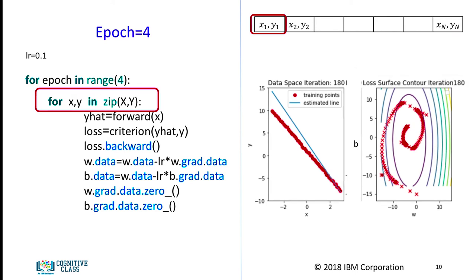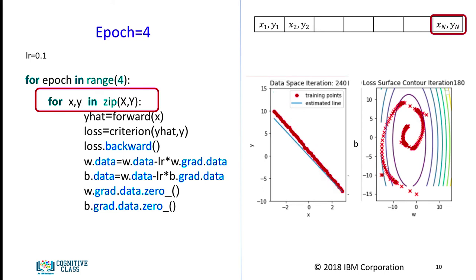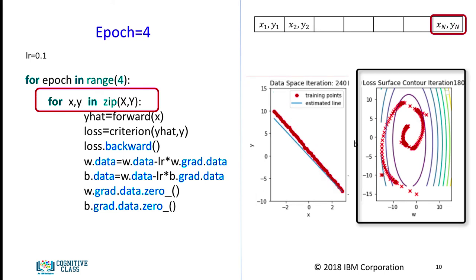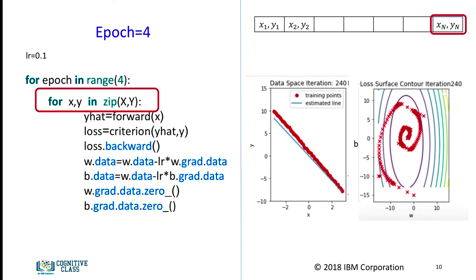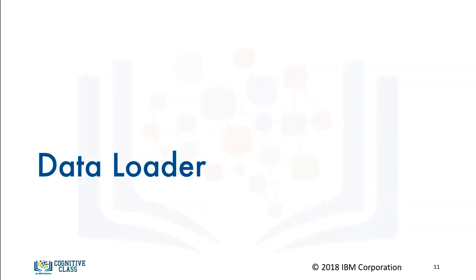And for the final epoch, we repeat the process. The line gets extremely close to the data points, and we approach the minimum of the cost or total loss surface. Now we'll perform stochastic gradient descent using the data loader.